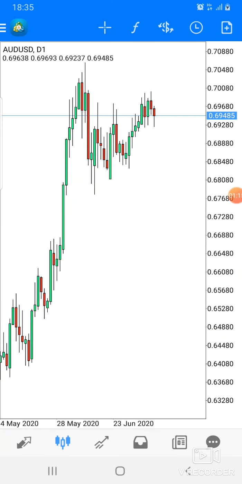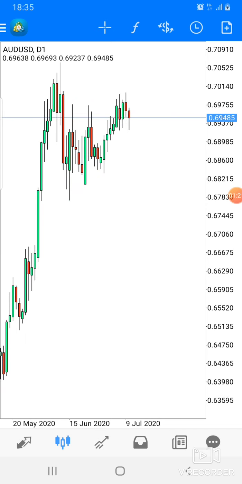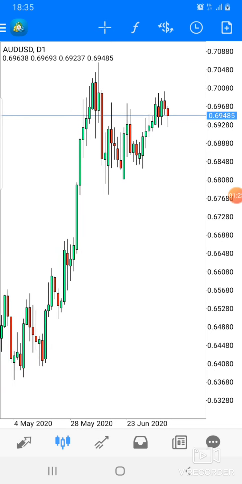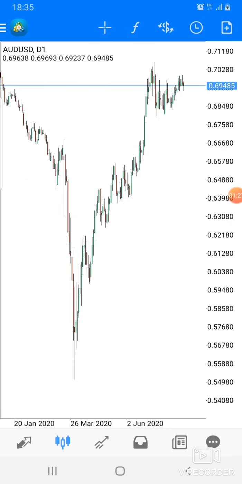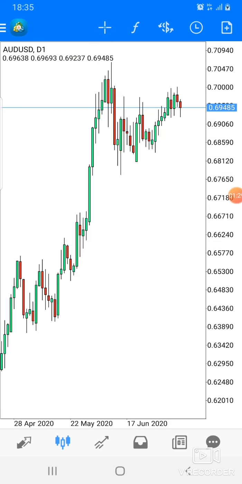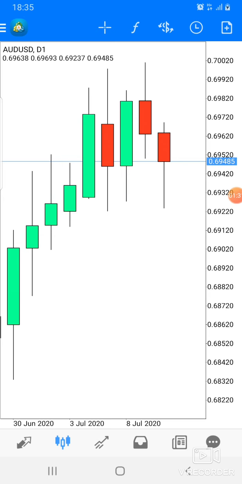I usually trade from my phone 95% of the time. I do not really need a computer or desktop to make my trading decisions on TradingView. So what are we looking at here? Always look at what happened last week.